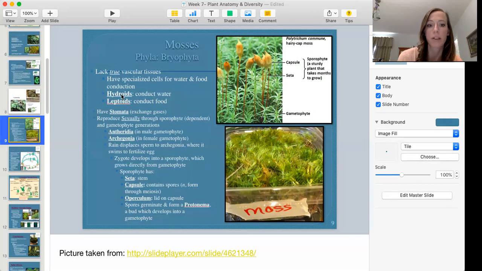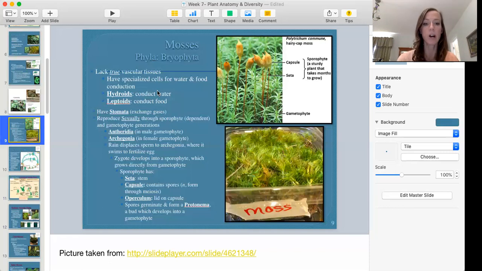So hydroids are the cells that can transport water. Leptoids are the cells that can conduct food in our mosses. Okay, so this is one developmental difference between mosses and liverworts.